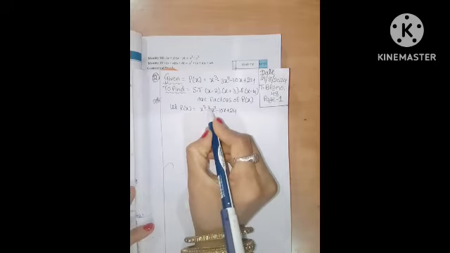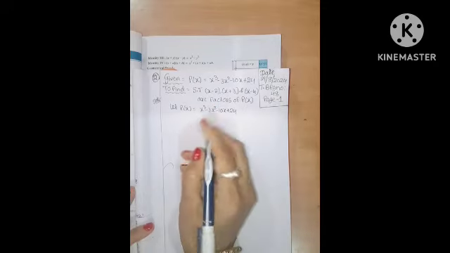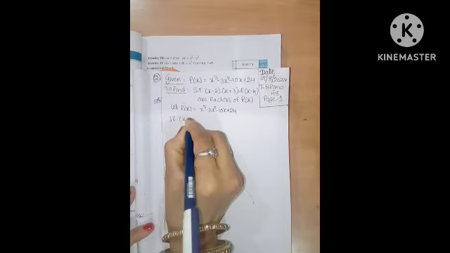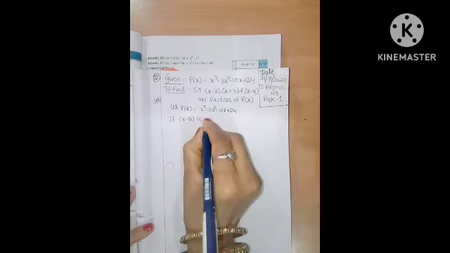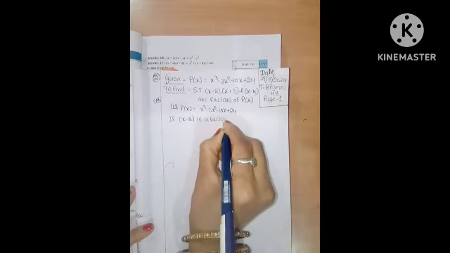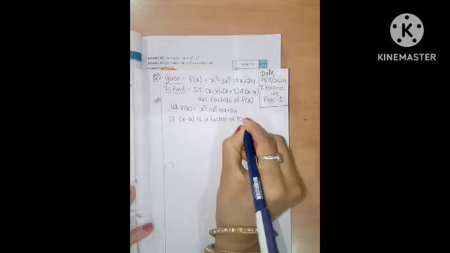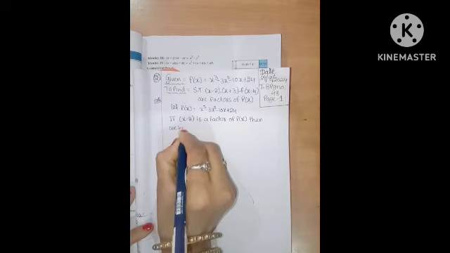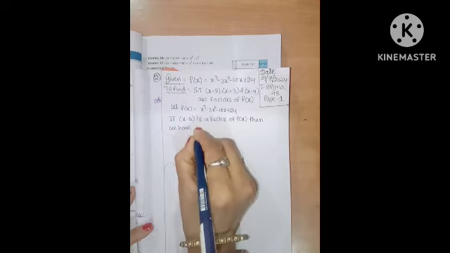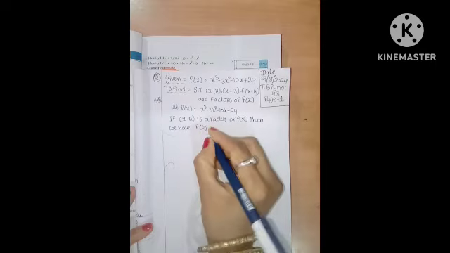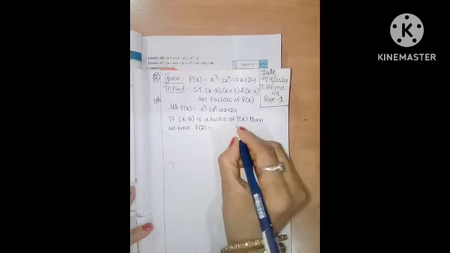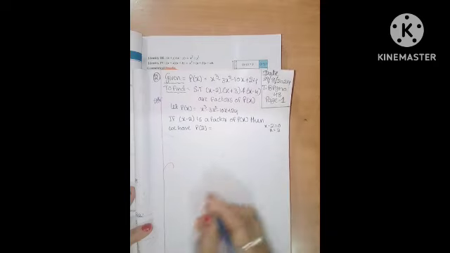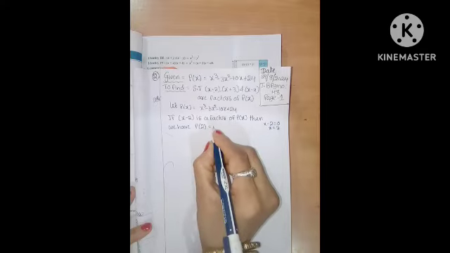One by one factor: is it a factor of p of x or not? One by one. If x minus 2 is a factor of p of x, then we have p of 2 equal to 0, since x minus 2 equal to 0. So x equal to 2. So p of 2 equal what?